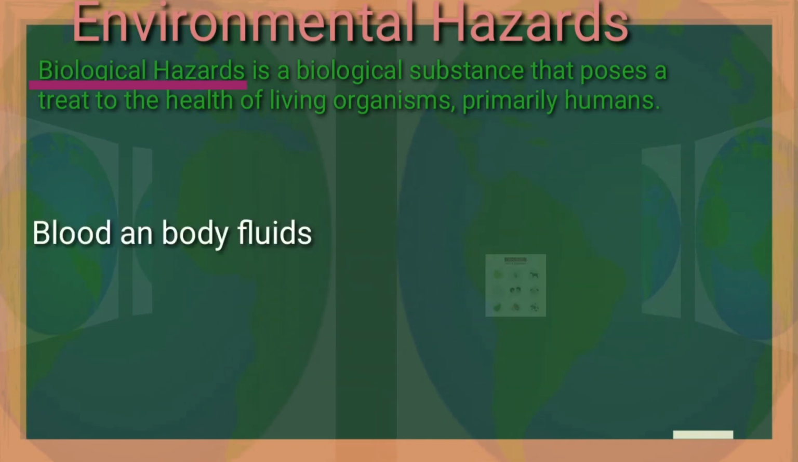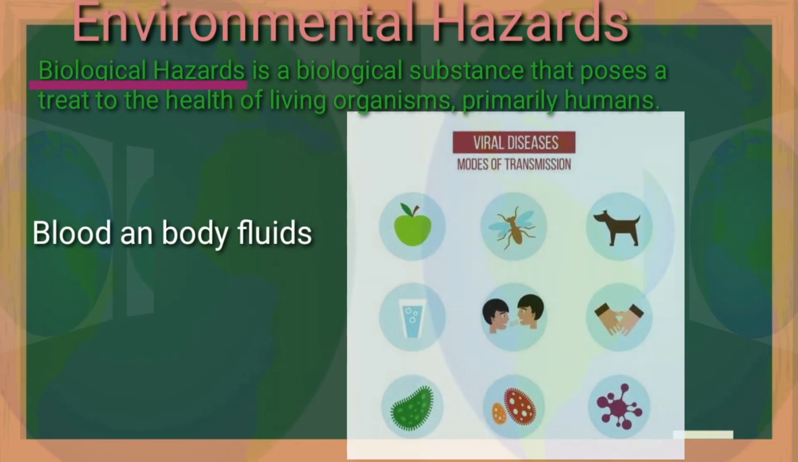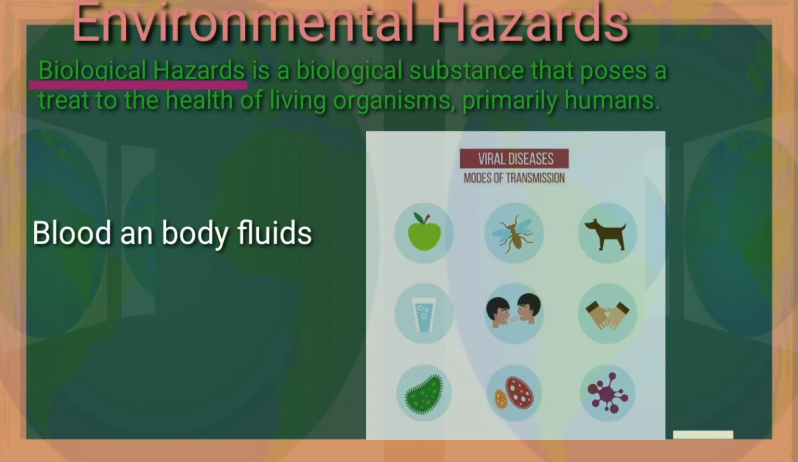Blood and body fluids, such as saliva, semen, and vaginal fluid, can contain viruses that can be passed on to other people. If you have contact with a person's blood or body fluids, you could be at risk of HIV, hepatitis B, or hepatitis C, or other blood-borne illnesses.